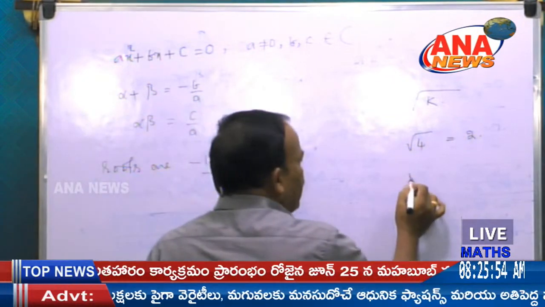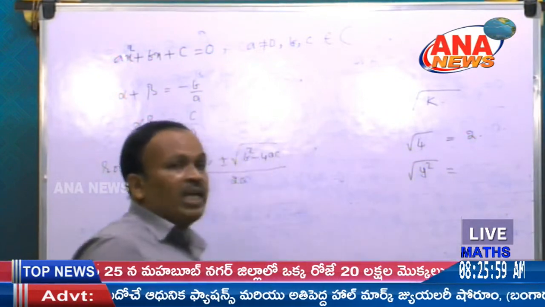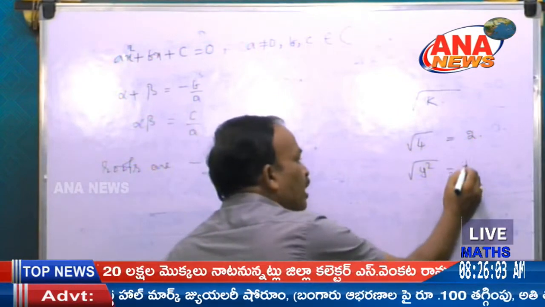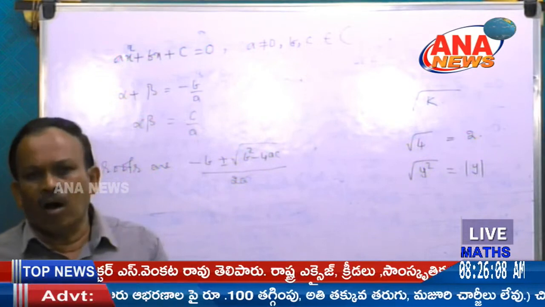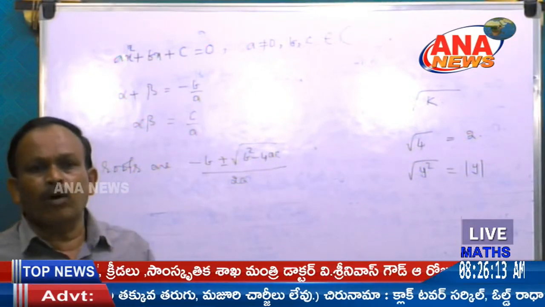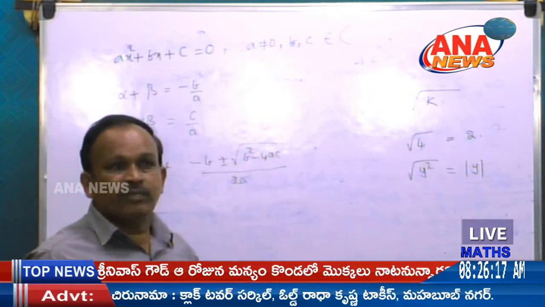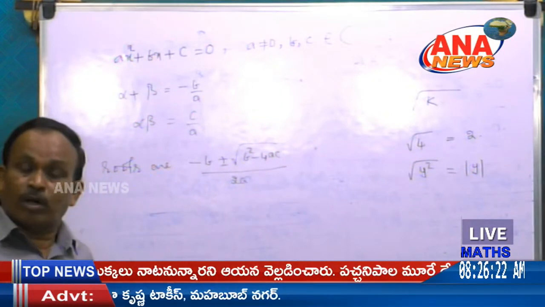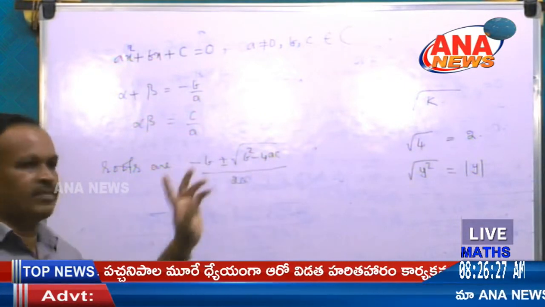Root over y square is equal to mod y, because here y is unknown. That's why you write mod y, because root over something is always positive, or 0 of course. Here b square minus 4ac is under the root. That something is either positive, negative or 0. Three cases are there in this.